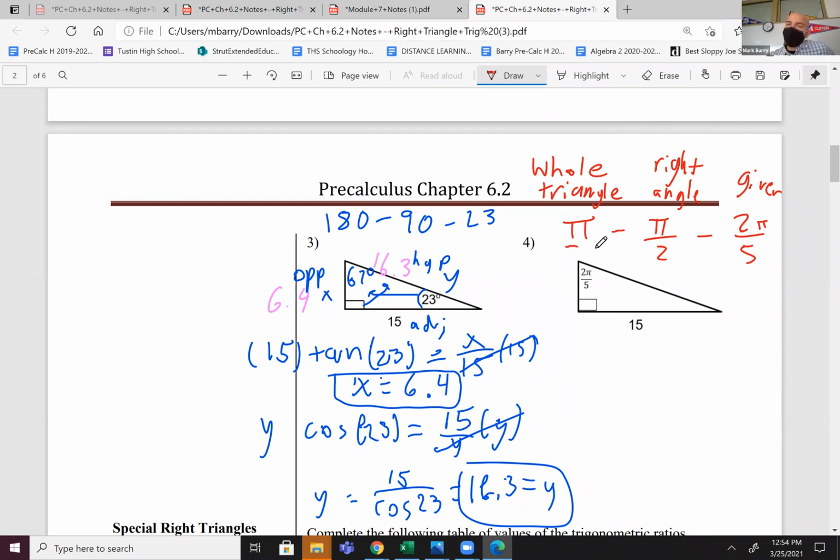Okay. All right, so this is over 1. So we've got pi over 1, pi over 2, 2 pi over 5. It seems like I can make all of those have a denominator of 10 pretty easily, if you ask me. So this is going to be 10 pi over 10 minus 5 pi over 10 minus 4 pi over 10, which would be 1 pi over 10, which I would just call pi over 10.